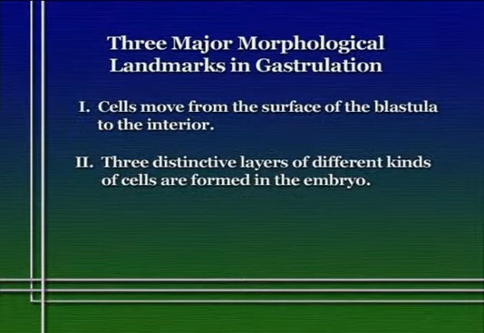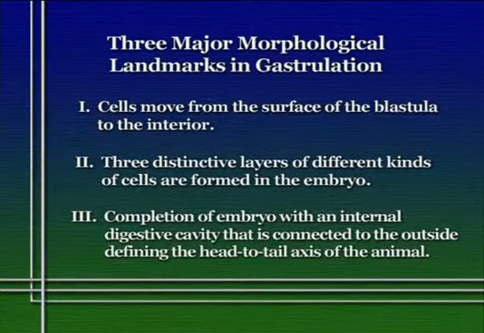And third, by the end of gastrulation, we have what we would call an embryo with an internal digestive cavity that's connected to the outside. And the important thing about this internal cavity is that it defines the head-to-tail axis of the animal, the anterior to posterior axis.